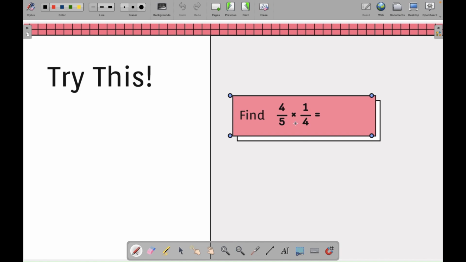Let us try to solve this question: 4 by 5 and 1 by 4. We have to calculate the product. So 4 times 1 is 4 and 5 times 4 is 20. So I'll get 4 by 20. Now 4 by 20, both of them have 4 as a common factor, so we can divide both by 4. So we'll get 1 by 5.